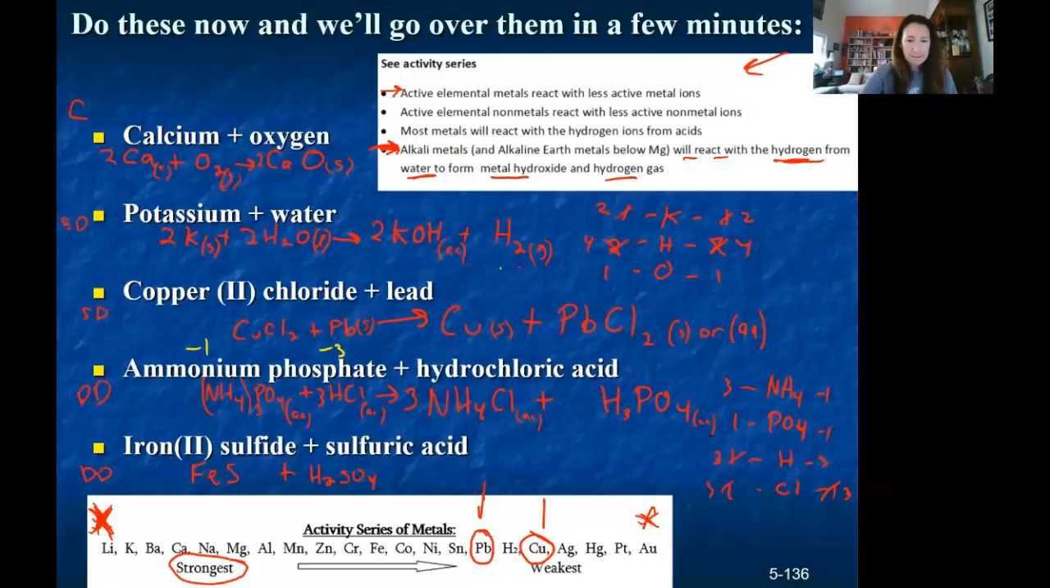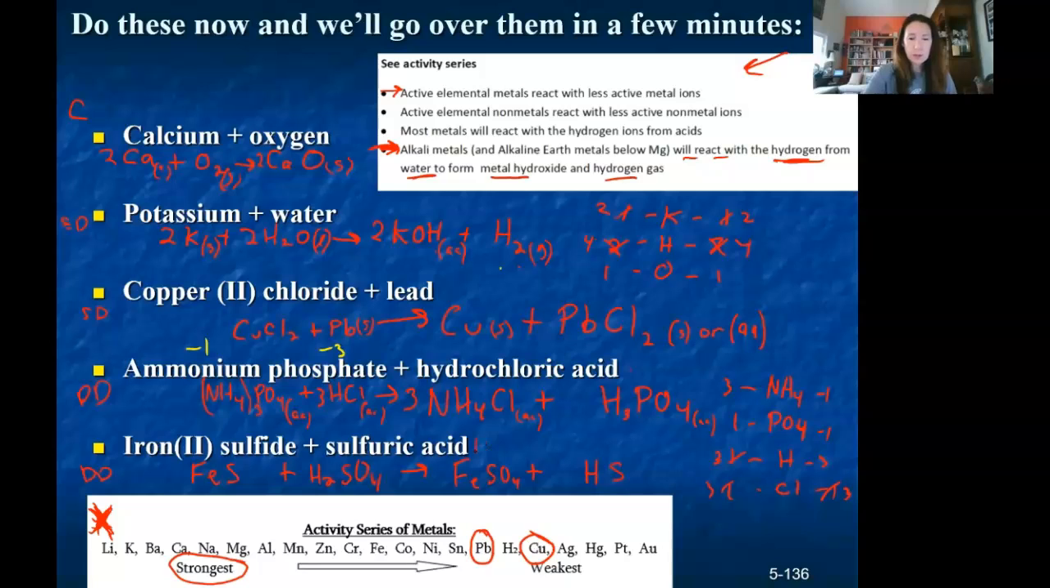Double displacement again. Get rid of some of this so it's not so crowded. Fe stays first. H stays first. I did not leave enough room for the SO4, so let me try. FeSO4 plus H2S. Okay, so now we have to balance.